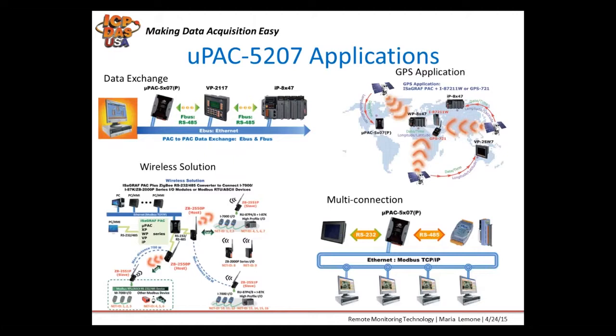The UPAC-5207 can be used in various applications like data exchange, together with ZigBee to RS-232/485 converters like our ZB-2550P and ZB-2551P. The UPAC-5207 can apply wireless communication, reduce wiring costs, and achieve remote I/O control and data acquisition. It can also be applied to GPS applications, where the UPAC-5207 can sync to local time automatically and get local longitude and latitude.